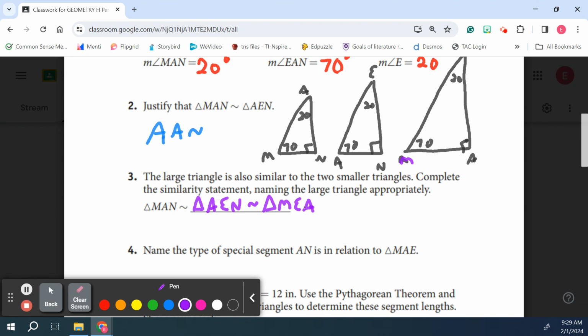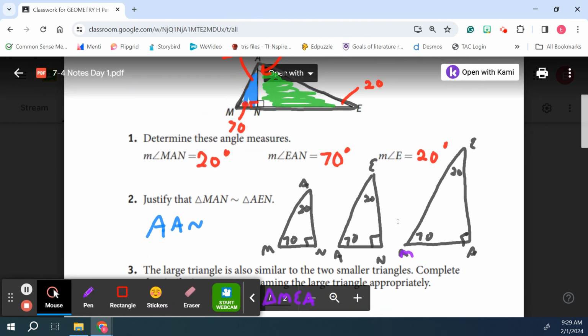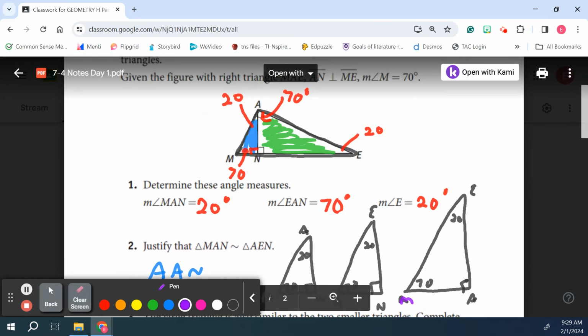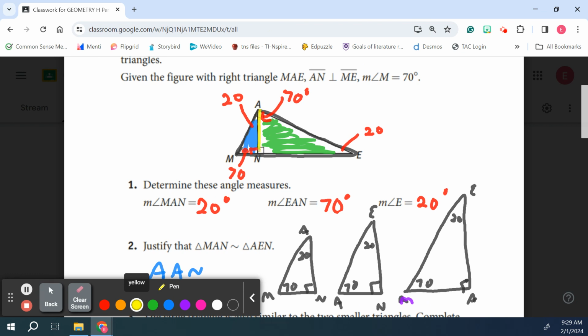All right, number 4. Name the type of special segment AN is in relation to MAE. So I'm just going to go back up to the original here, and I'm going to highlight. This is what we're talking about, AN, in comparison to the entire triangle, the bigger one. What's that guy called?